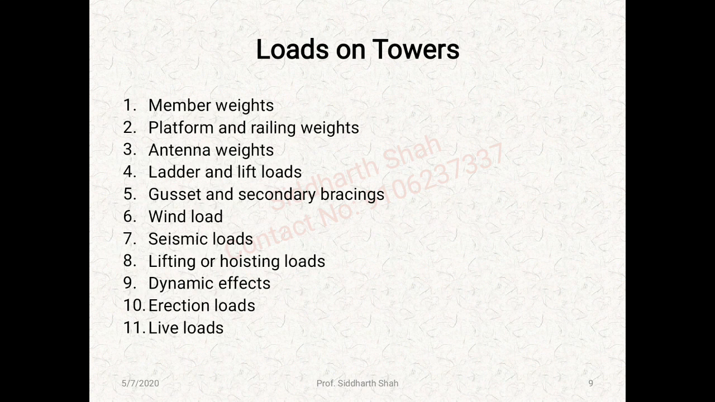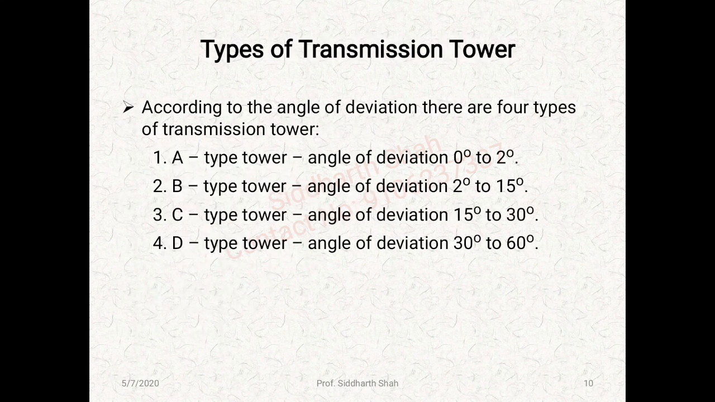loads on the towers: the member weights, platform and railing weights, antenna weights, ladder and lift loads, gusset and secondary bracings, wind load, seismic load, lifting or hoisting loads, dynamic effects, erection load and live load. So types of transmission tower according to the angle of deviation.